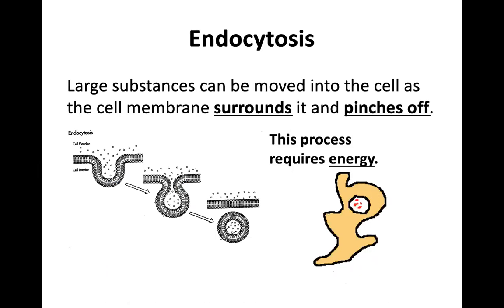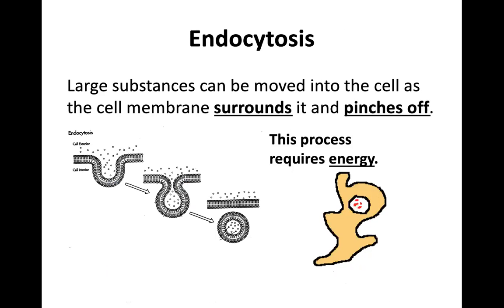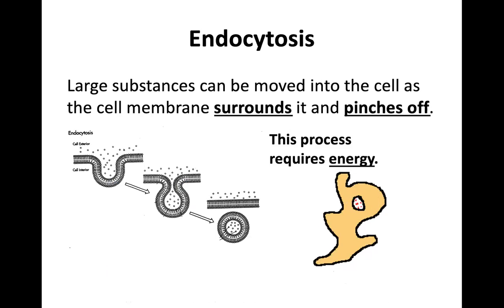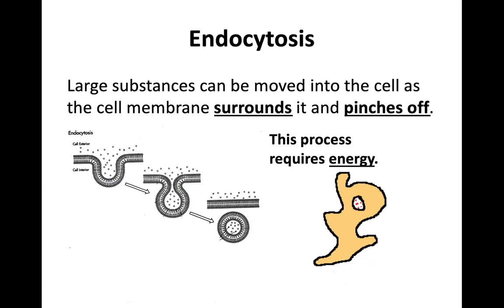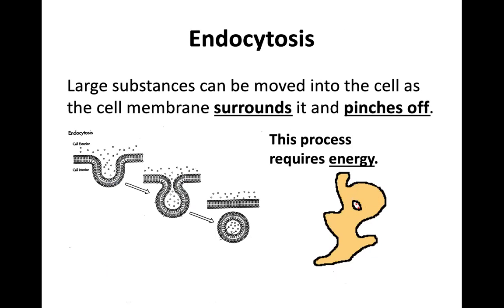Two other types of active transport are endo and exocytosis. Remember, if we don't know what something means, take the prefix, suffix, or root word out. So endo, exo. What do we hear? Exo is outside, exit, and endo is going to be inside.